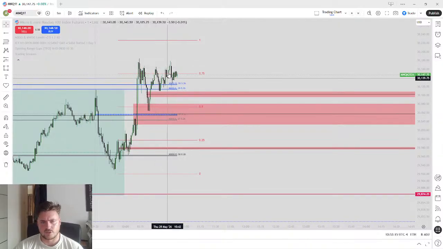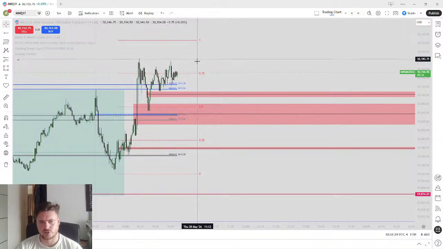So when you have consolidation, you're looking for expansion one way or the other, and then the trade in your intended direction.